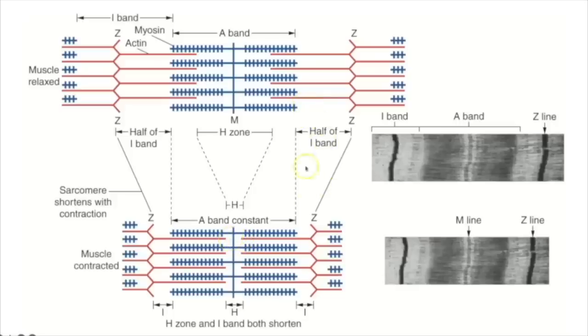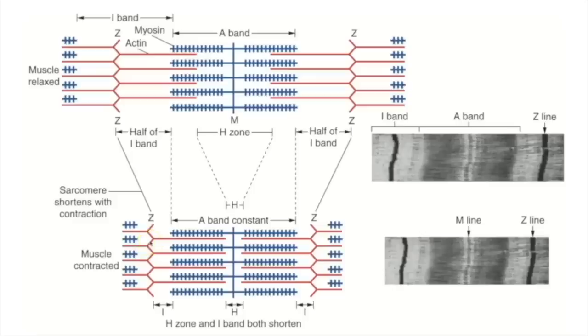The I band is also going to change in size because the I band is where you have just actin by itself. So when the muscle is relaxed, you have a bigger I band. When it contracts, the I band decreases because the actin has slid closer together, so you have more of an overlap with the myosin. You could be asked about what happens to the Z lines, and the Z lines are indicating the start and the end of one sarcomere. Because the actin slides in, the Z lines become closer together as well.